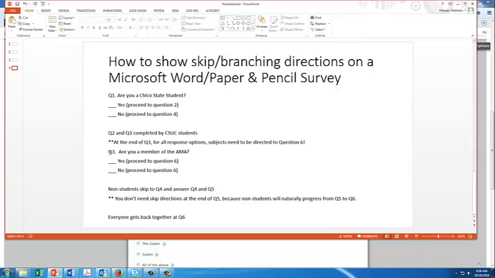So at the end of question 3, are you a member of the AMA? For both response choices, yes or no, you see the skip directions here: proceed to question 6. So for every response choice after question 3, the respondents are directed to question 6. For those that aren't Chico State College students, they skip directly to question 4. They'll answer questions 4 and 5. You don't need skip directions at the end of question 5 because students will naturally then progress from question 5 to question 6, and that's where everyone gets back together on your survey, with everyone answering question 6.